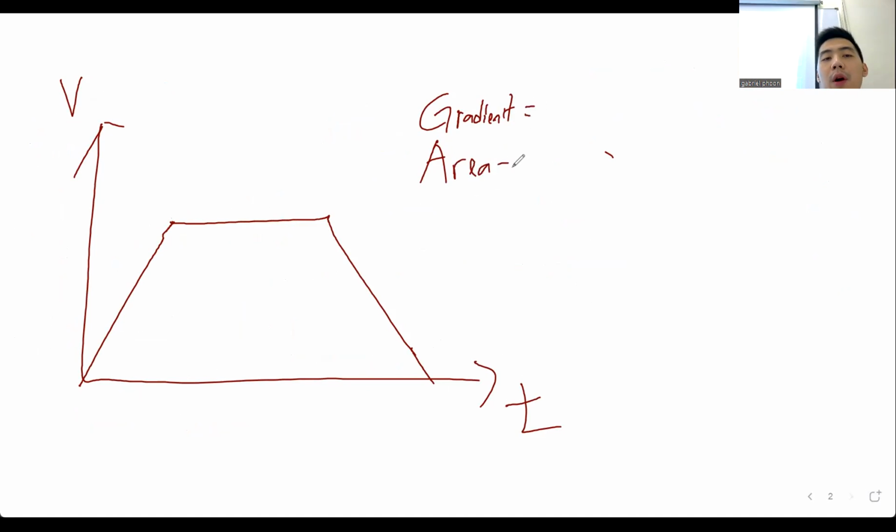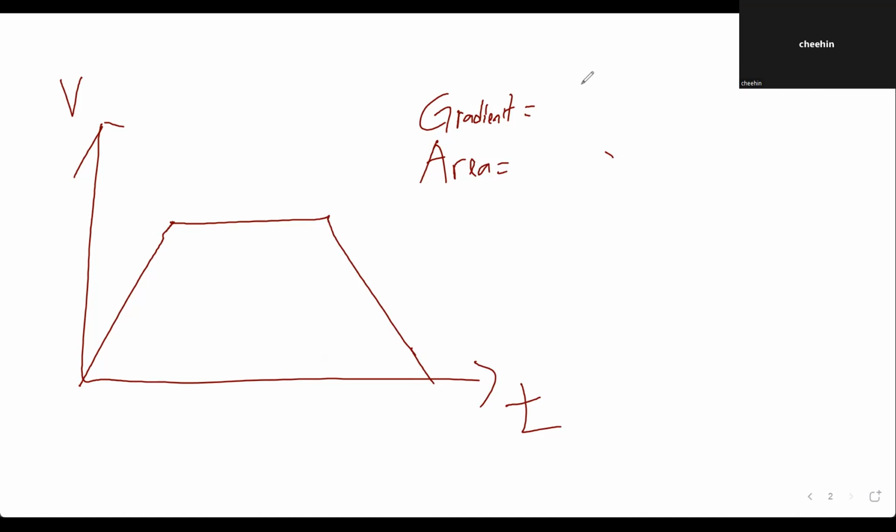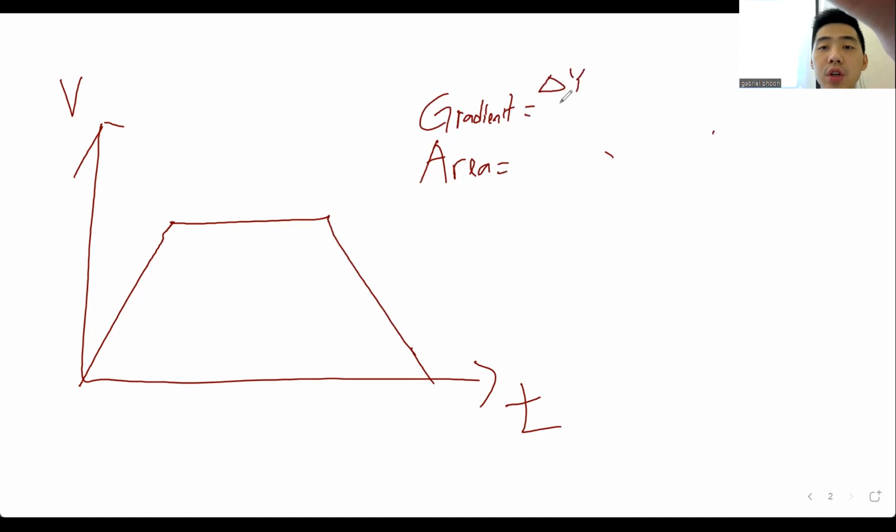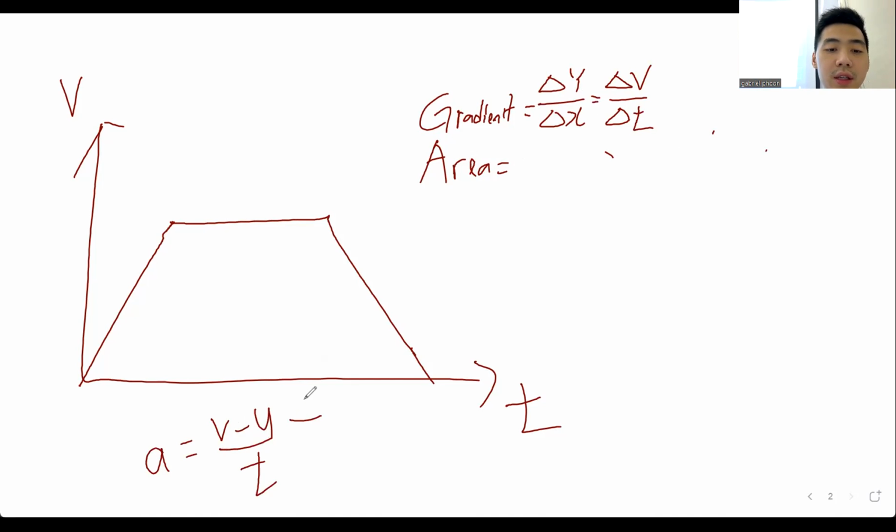This time around, what does the gradient represent? Acceleration. Good. It is the acceleration. How do I know this? Because yet again, the gradient is change in y over change in x, right? In this scenario, it will be change in velocity over change in time. Acceleration's formula is what? It is v minus u over t, right? This is essentially the change in velocity, and this is obviously the time taken. So from here, I know that the gradient represents the acceleration.